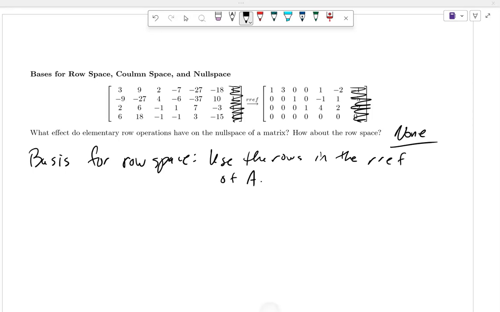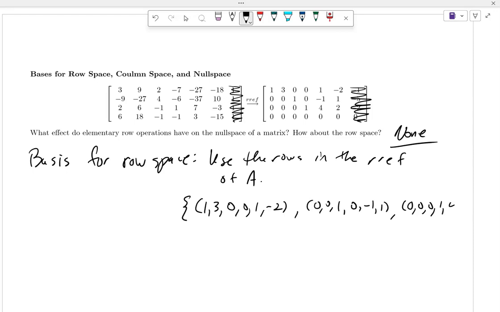Okay? So in this case, the basis for your row space, and I'm going to write them horizontally only because my rows are written horizontally, I would use 1, 3, 0, 0, 1, negative 2; 0, 0, 1, 0, negative 1, 1; and 0, 0, 0, 1, 4, 2. Again, use the rows in the reduced row echelon form.